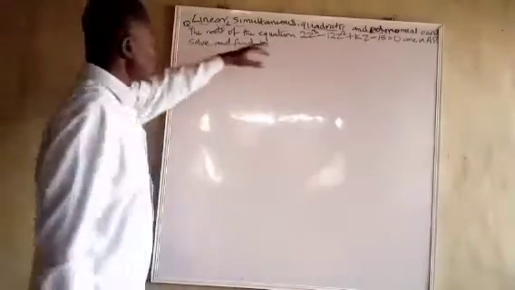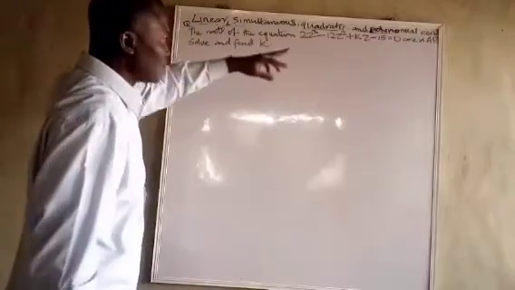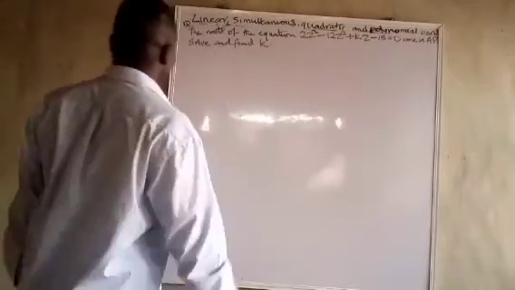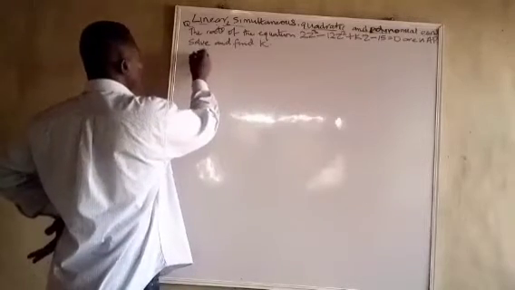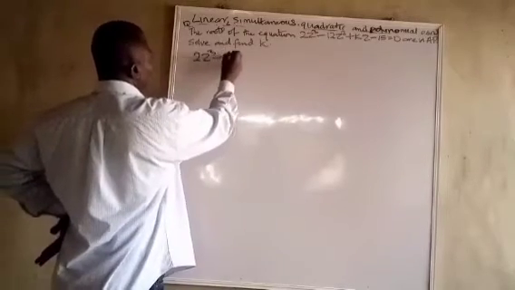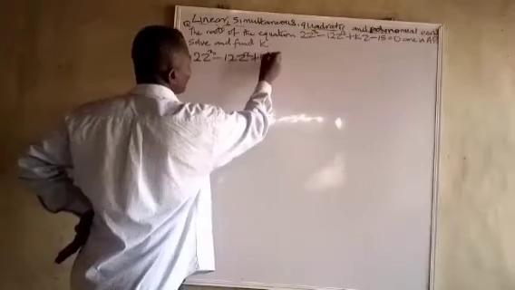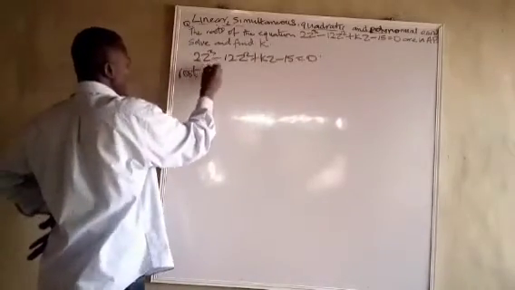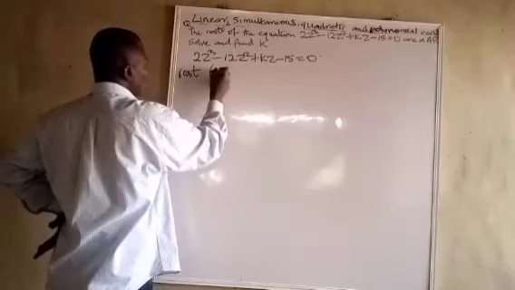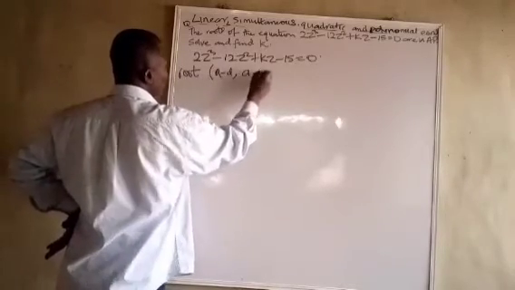We are told that the roots of the equation 2z cubed minus 12z squared plus kz minus 15 equals 0 are in AP. Solve and find k. So we can say that the equation is 2z cubed minus 12z squared plus kz minus 15 equals 0, and the roots are in AP. So you can say the roots are a minus d, a, a plus d.